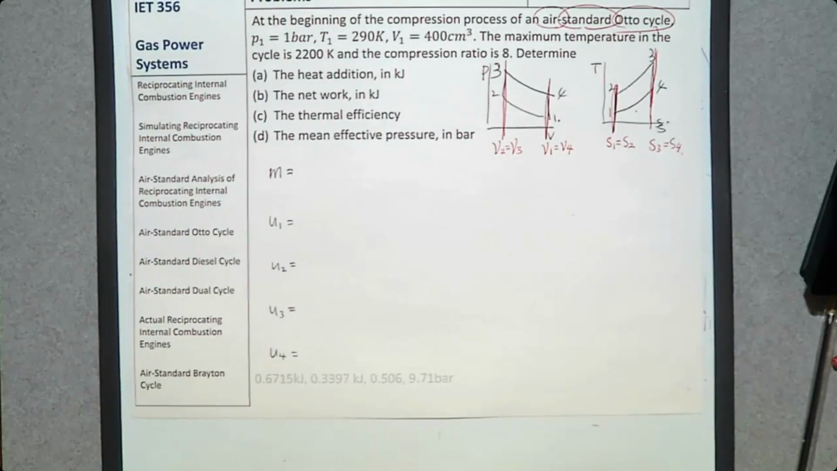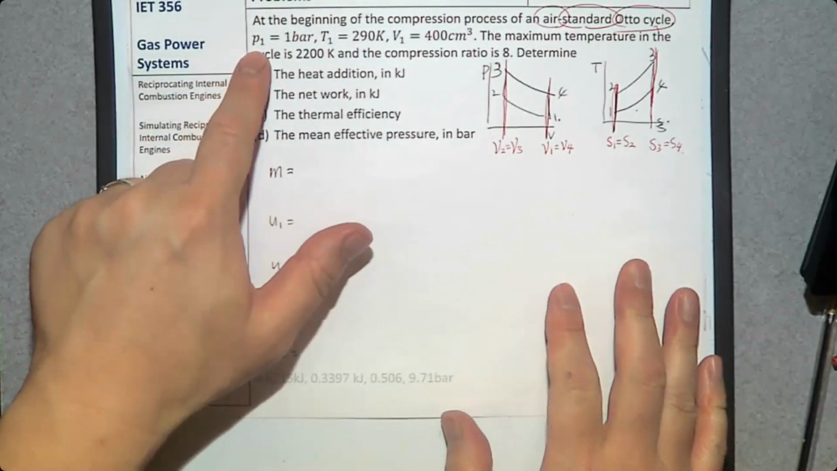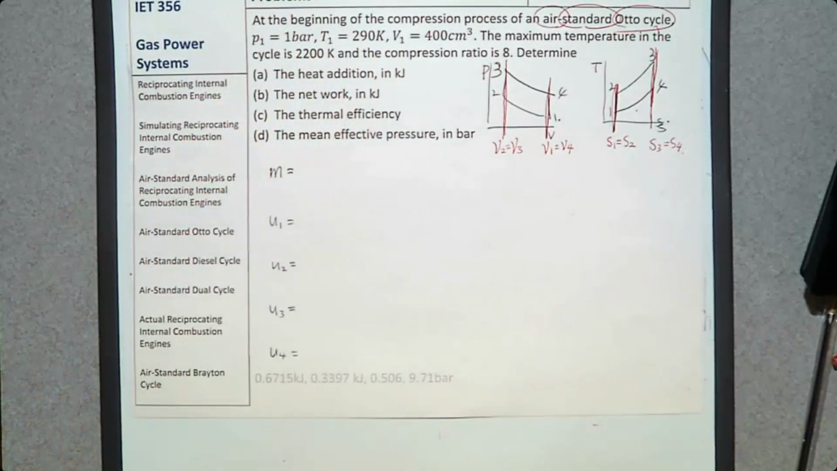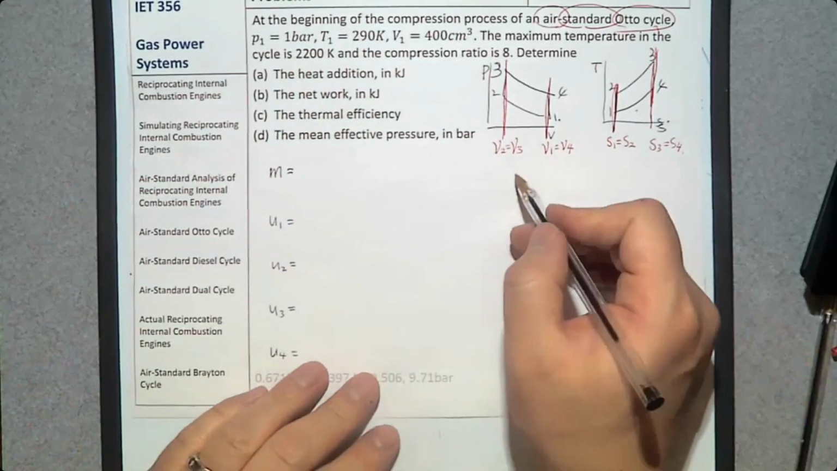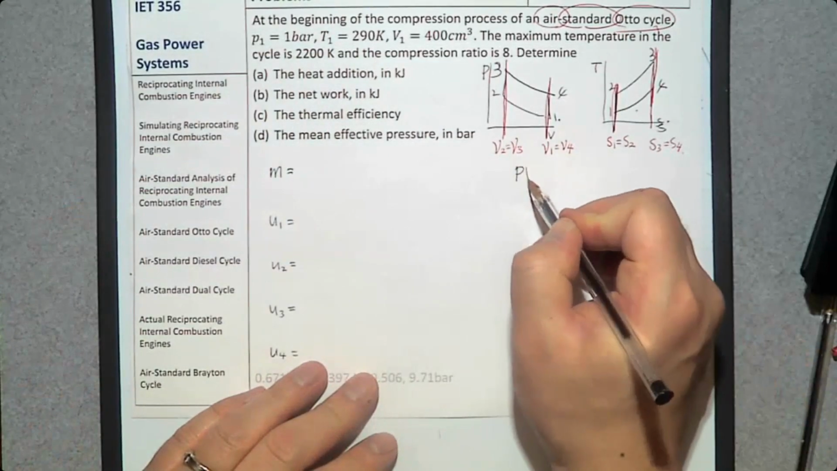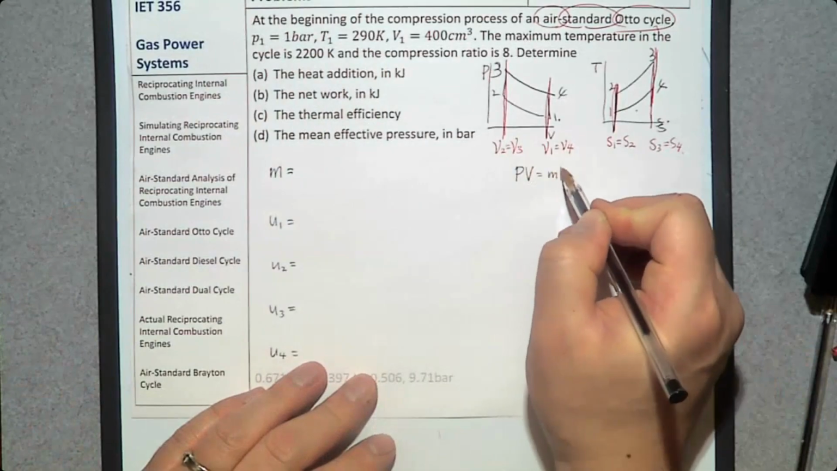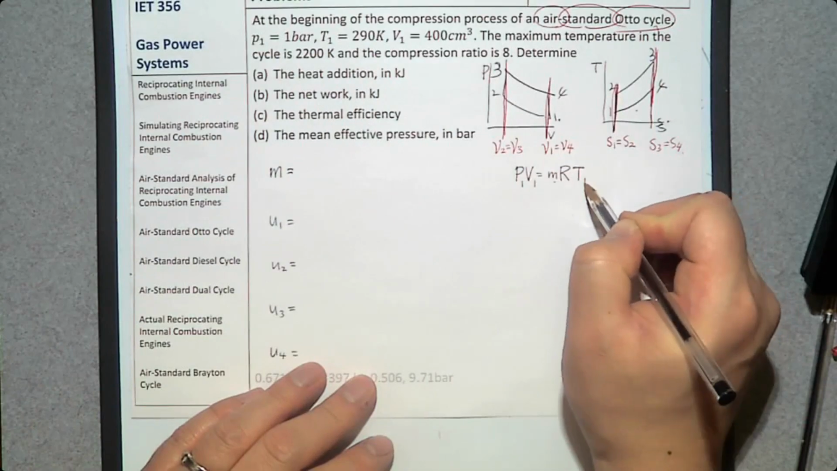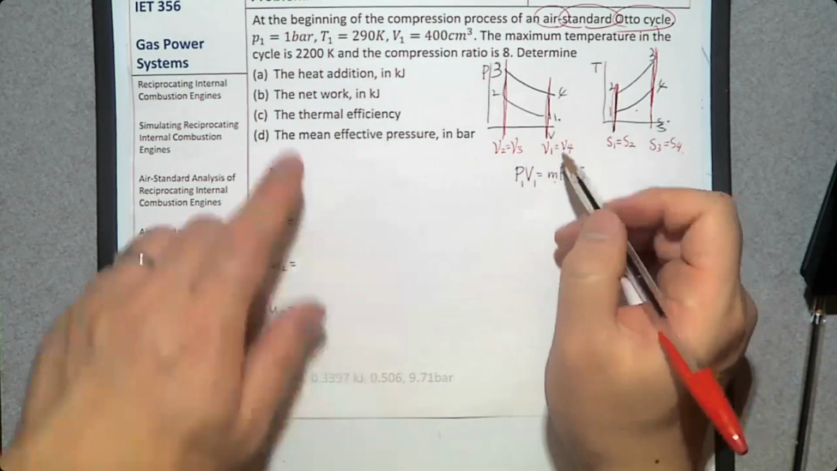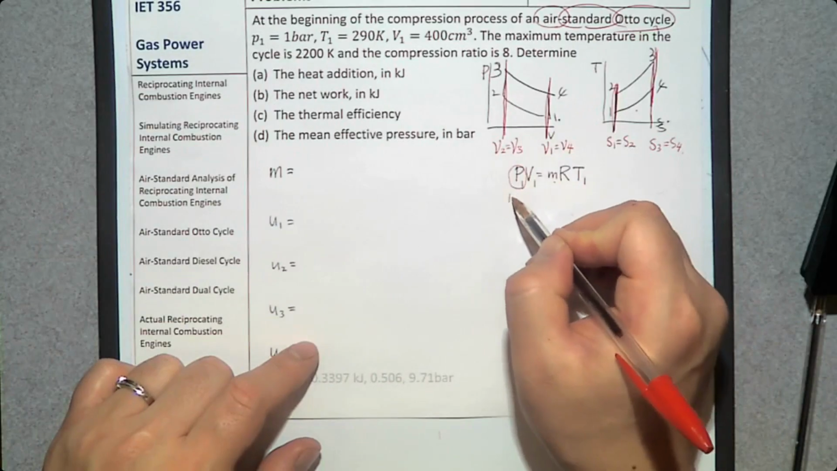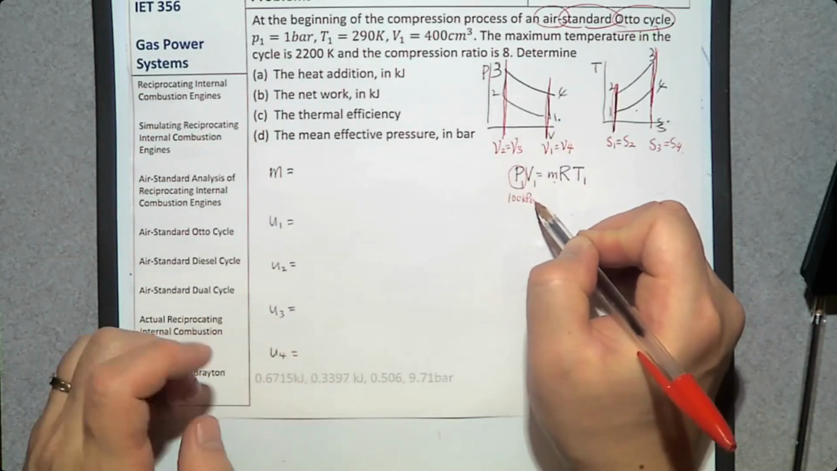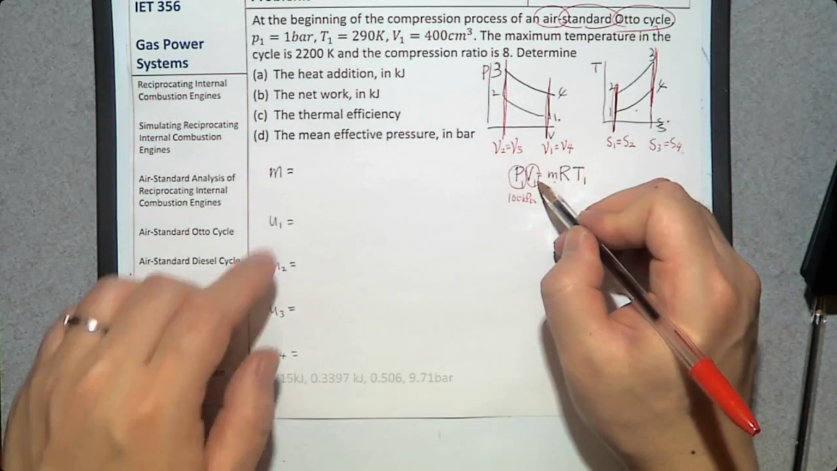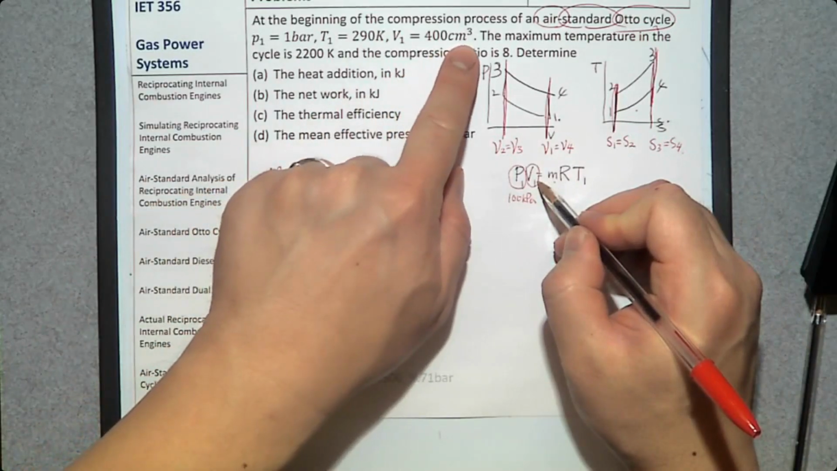The mass of the system. If you read the problem statement, we have P1, T1, V1. If you know P1, T1, V1, can you determine M? Yes, it's an ideal gas. Ideal gas equation. PV is MRT. P1, V1 is MRT1. What is P? 1 bar, 100 kilopascal. What is V1? 400 centimeter cube.